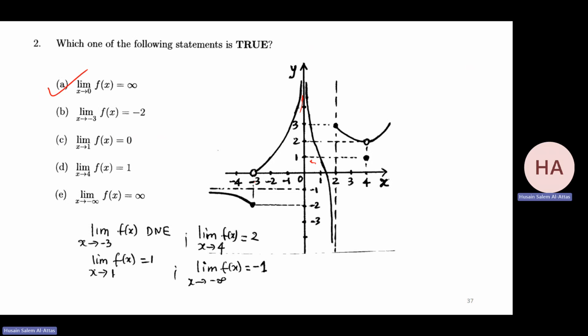It goes to -3. This does not exist. It goes to 1. It goes to 1. I'm getting to this value, so it's 1. It goes to 4. I'm not going to this, I'm going to this, so it is 2, not 1.